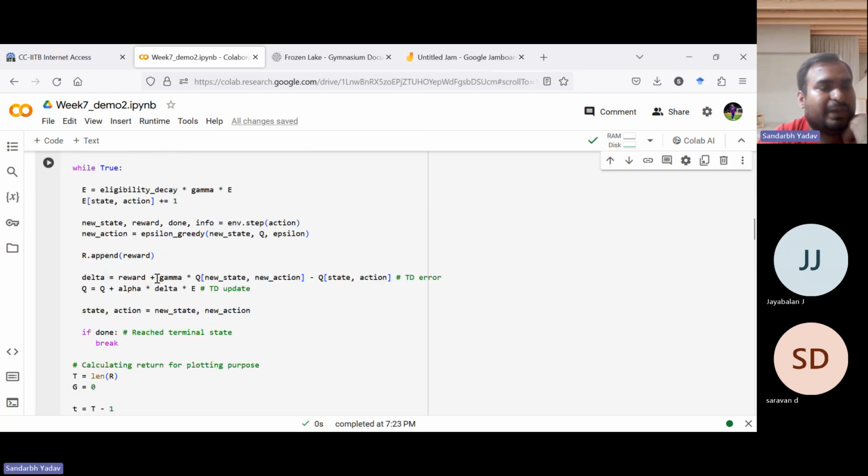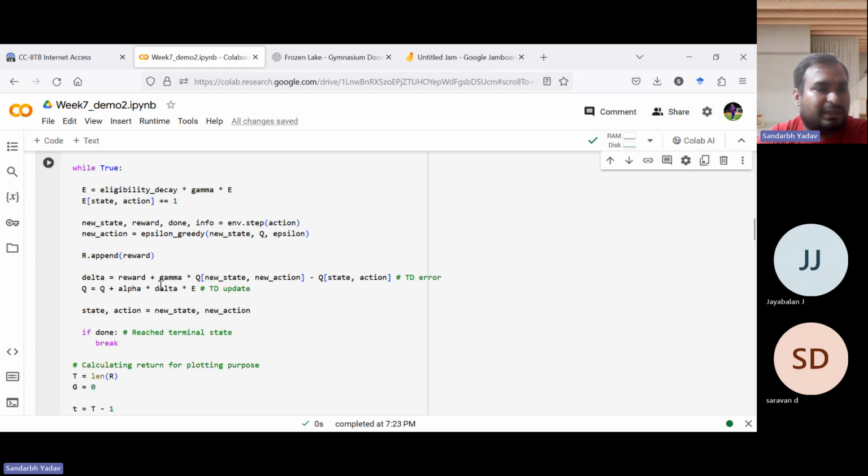And then we will have this delta. Delta is our TD error, right? So reward plus gamma times the new estimate minus the old estimate. This entire thing is the new estimate: reward plus gamma times Q value of new state, new action. So here that new action was needed in SARSA. This is the usual TD error. Then we are updating this. This is the TD update equation, but remember, here we are also multiplying by eligibility. So new Q is equal to old Q plus alpha into delta.